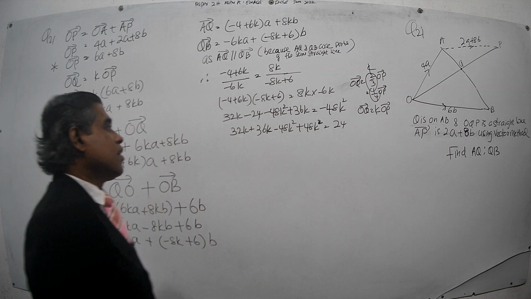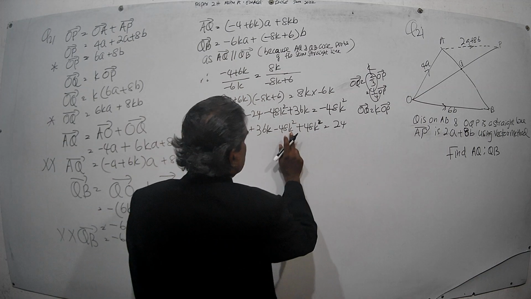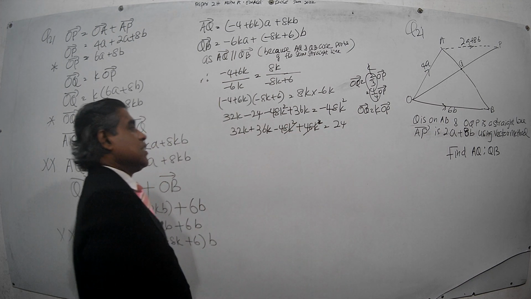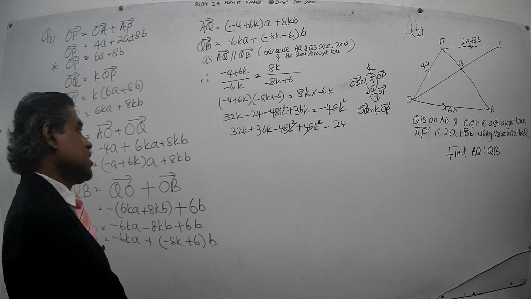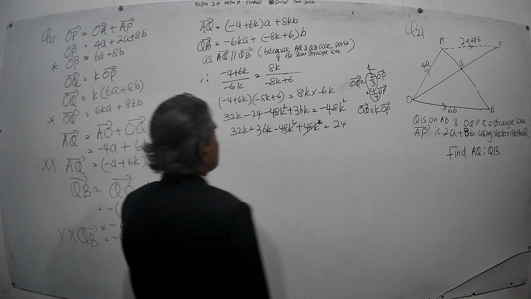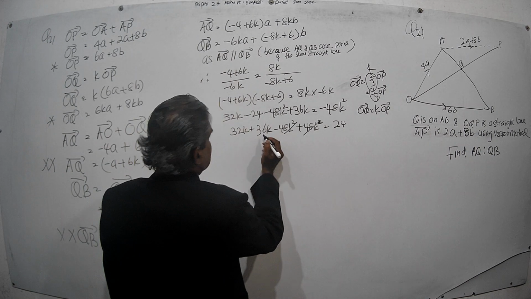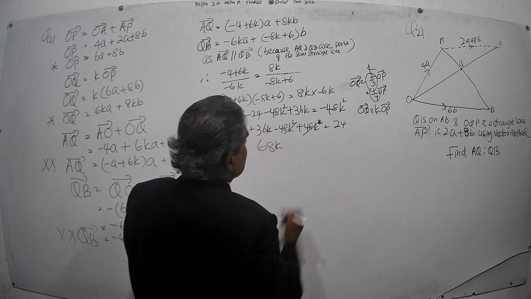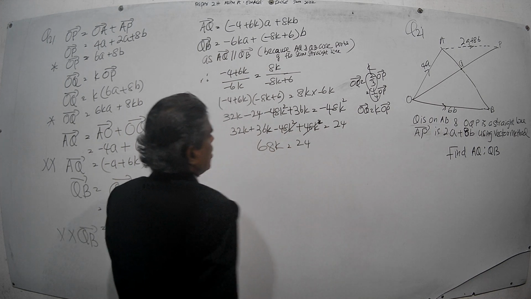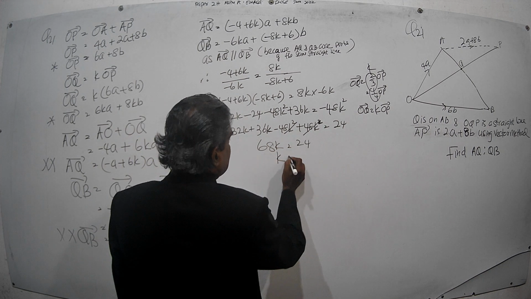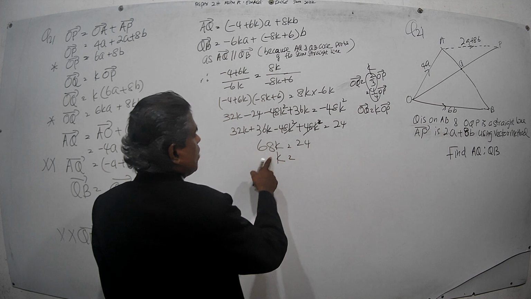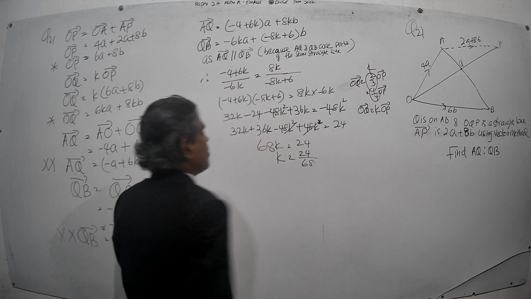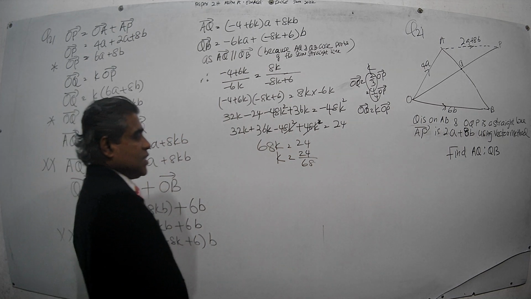Okay. Now this minus 48k squared plus 48k squared becomes null. It is like 5 minus 5, 0, 3 minus 3, 0, like that. Then here 32k plus 36k, how much? Add those to get 68k equals how much? 24. Then you divide both sides by 68. Then this is 24 over 68. Okay. Now you simplify this.